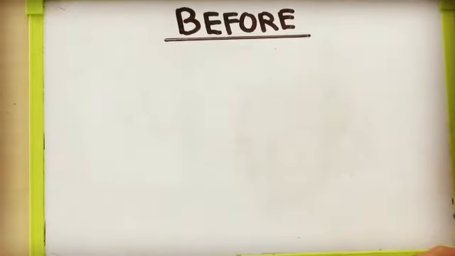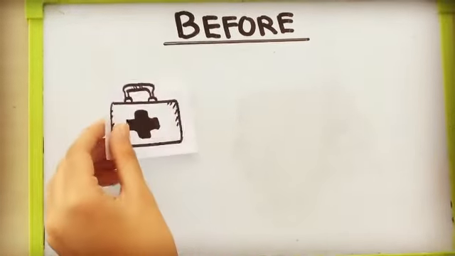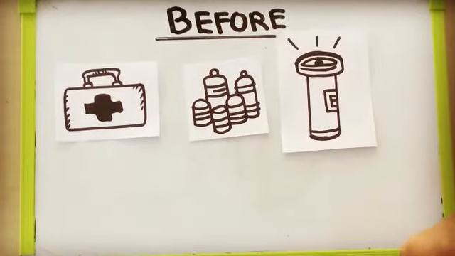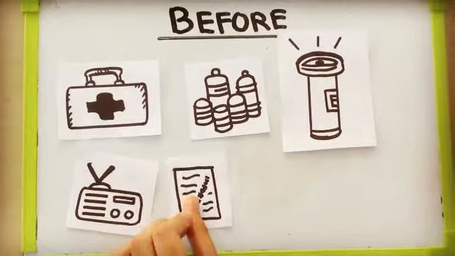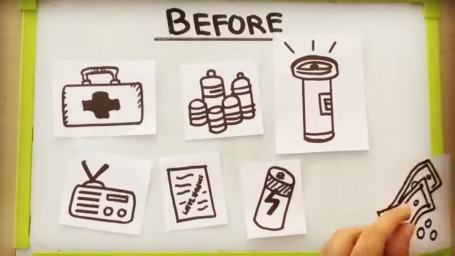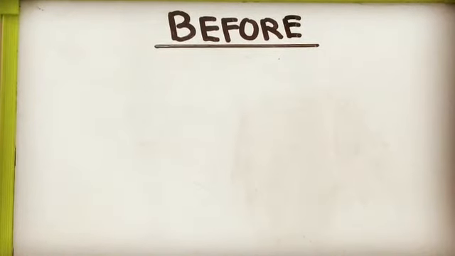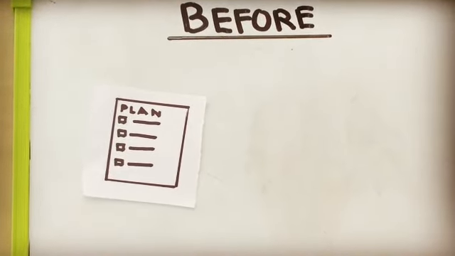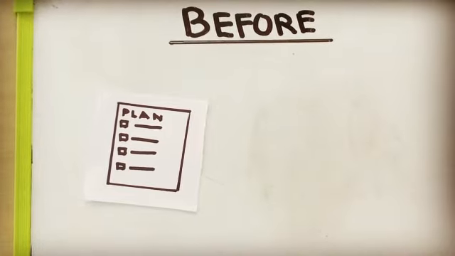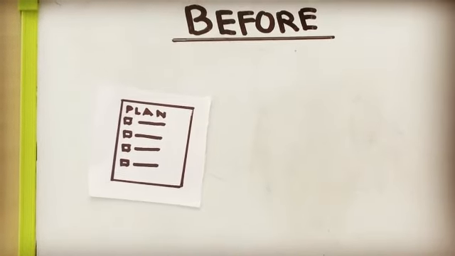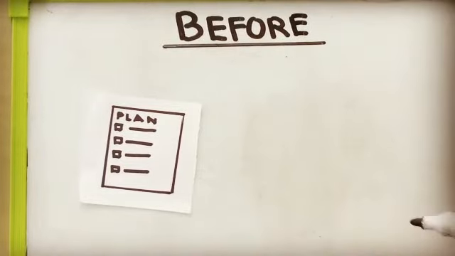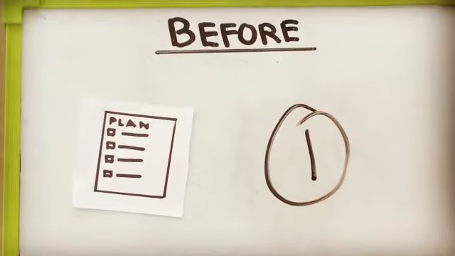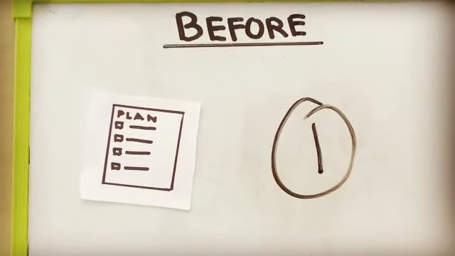Step 2. Get a kit. Put together an emergency supply kit with essential food, water, flashlight, radio, copies of important documents, extra batteries, and extra cash. Step 3. Make a plan. Talk to your family to develop a disaster preparedness plan. Have a couple designated meeting places in case your family members get separated. It's wise to have one meeting spot outside and inside of your home and neighborhood in case of evacuation.